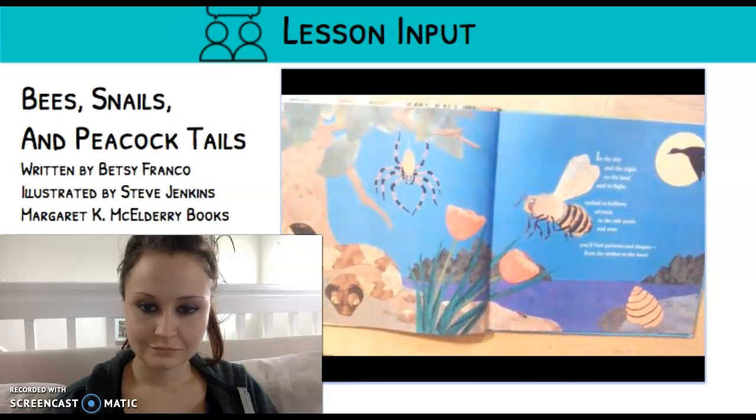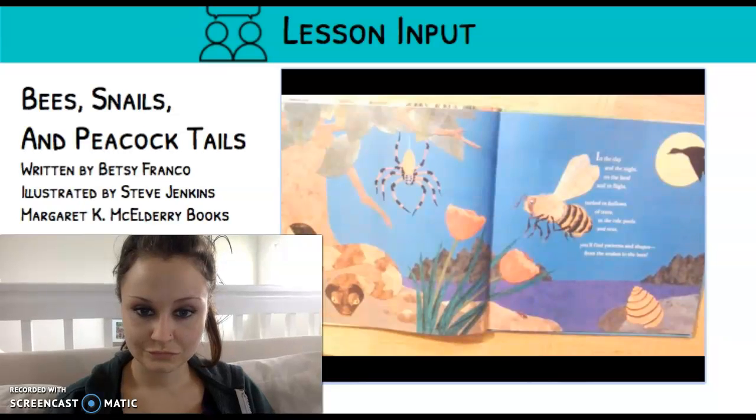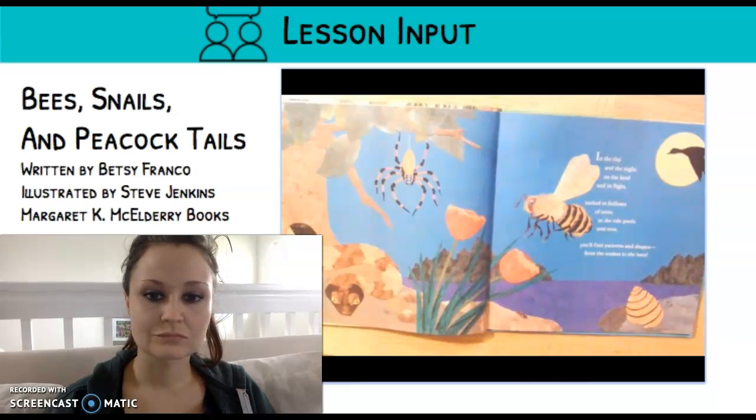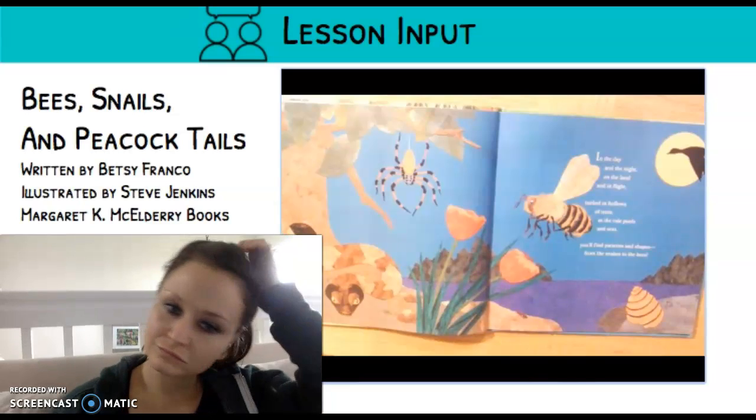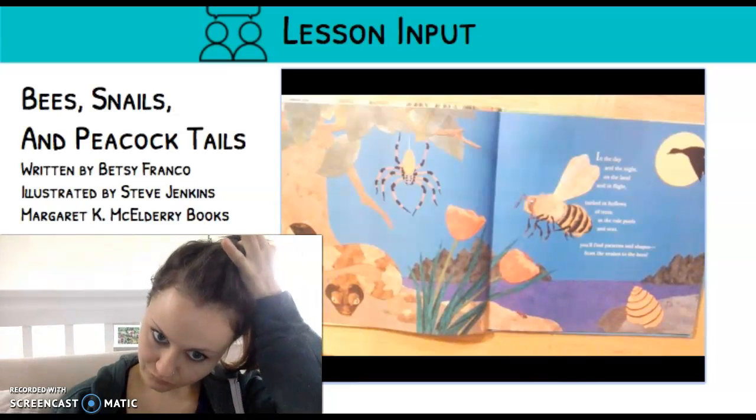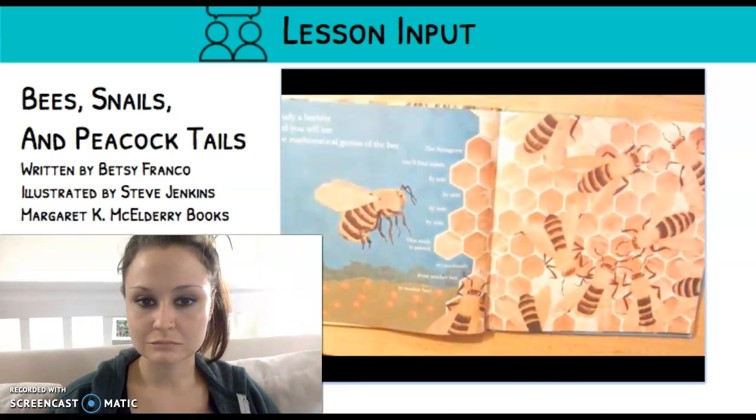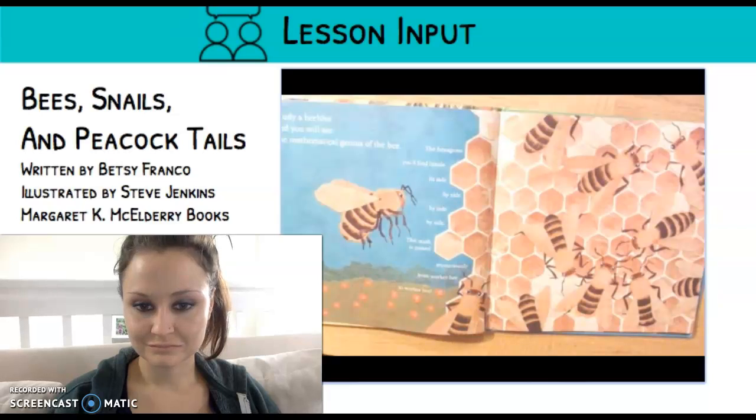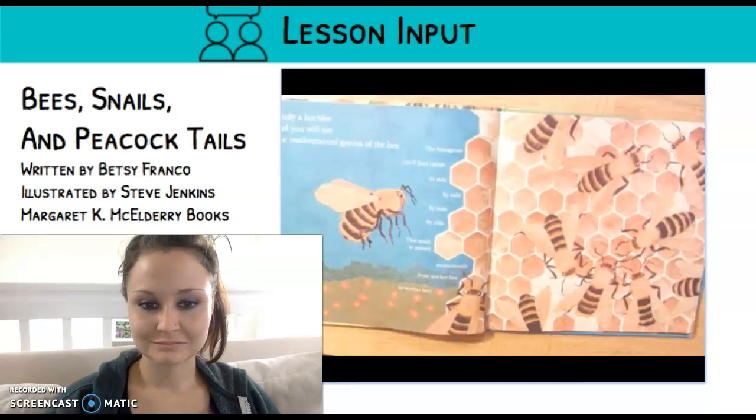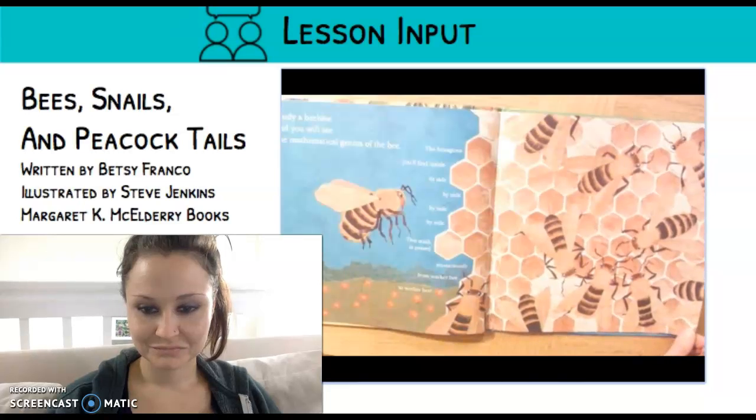In the day and the night, on the land and in flight, tucked in hollows of trees, in tide pools and seas, you'll find patterns and shapes from the snakes to the bees. Study a beehive and you will see the mathematical genius of the bee. The hexagons you'll find inside fit side by side, by side, by side. This math is passed mysteriously from worker bee to worker bee.